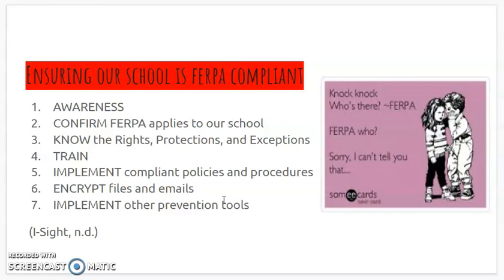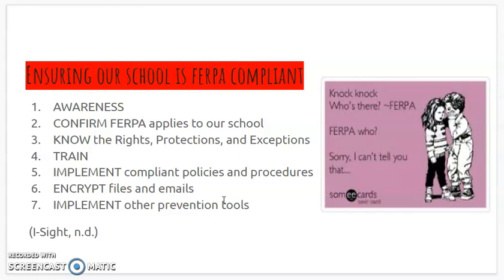Number 4, we need to train our staff members. So we are going to have yearly staff trainings on FERPA to make sure we are complying with the most recent current laws. Number 5, we need to implement compliant policies and procedures. For example, shredding all old documents, develop data breach response plans, and prohibit emailing private data. Number 6, encrypt files and emails. So if we have encrypted files, they cannot be accessed without a decryption key. So this adds an extra layer of protection for our school employees in case of property being stolen, such as a computer or a laptop or an iPad. If we have encrypted files, this will help protect us.